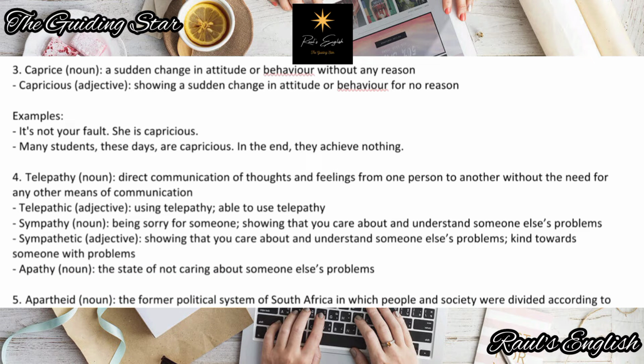"Many students these days are capricious. In the end, they achieve nothing." And that is so true. They keep changing their attitude, their behaviour for no particular reason. So they can be described as capricious. Right. Number 4, telepathy.